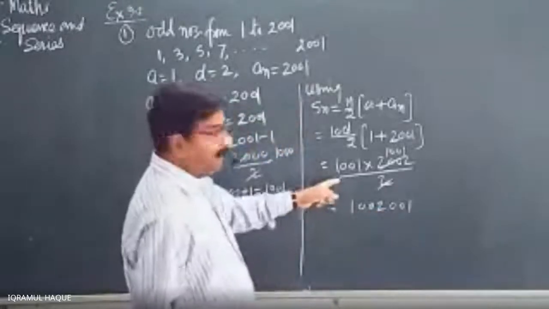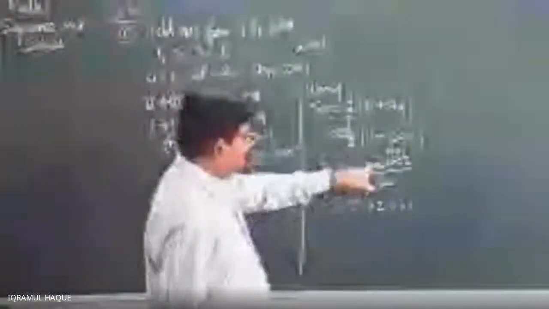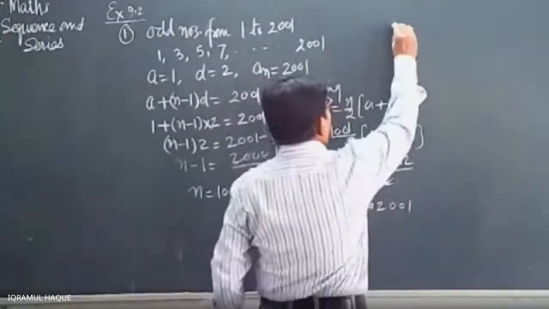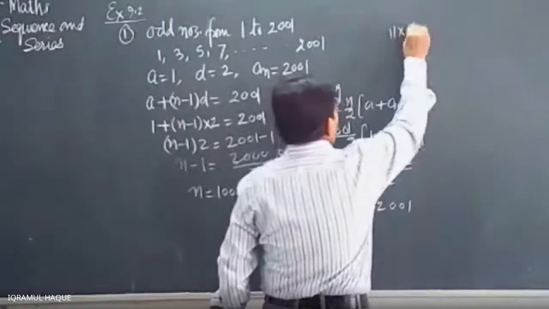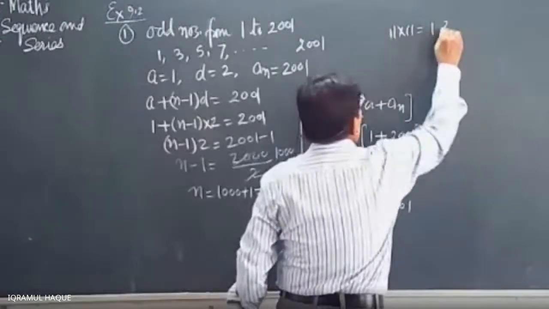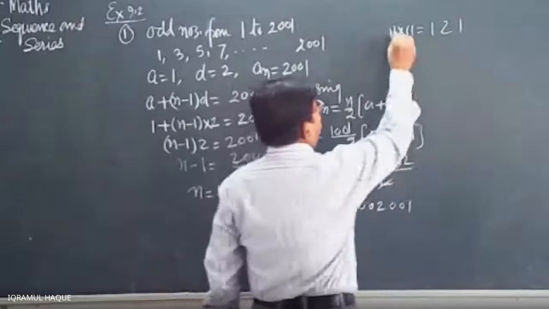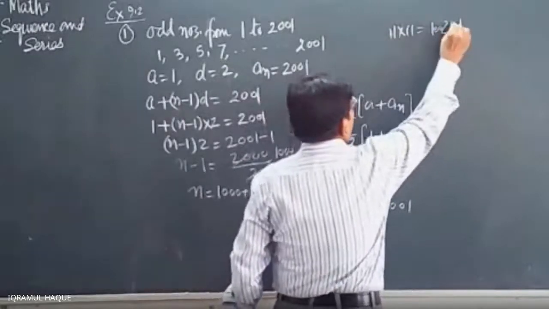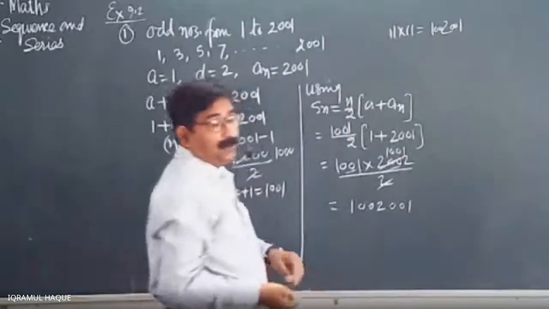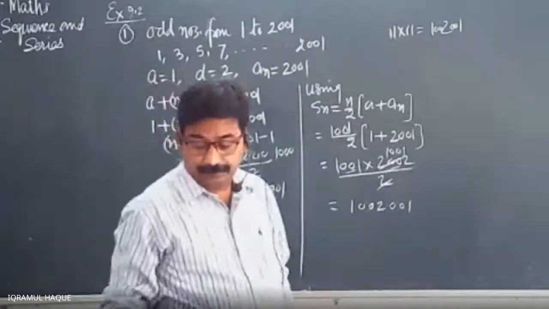Simply, how to multiply? Simply multiply 11 into 11. 11 into 11 is 121. And 2 zeros are between them. So put 2 zeros between them. So you will have the product. So this is the answer of the question.